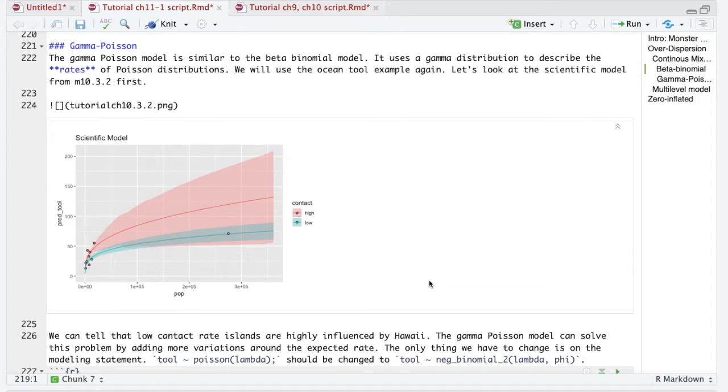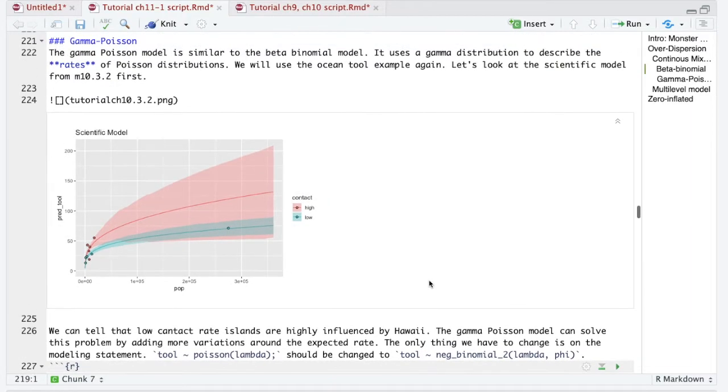Okay, we finished the beta binomial model, and we are ready to jump to the gamma Poisson model. The gamma Poisson model is very similar to the beta binomial model. The difference is that it uses a gamma distribution to describe the lambda of the Poisson distribution. We will use the ocean tool example again, and let's first review what we did in chapter 10.